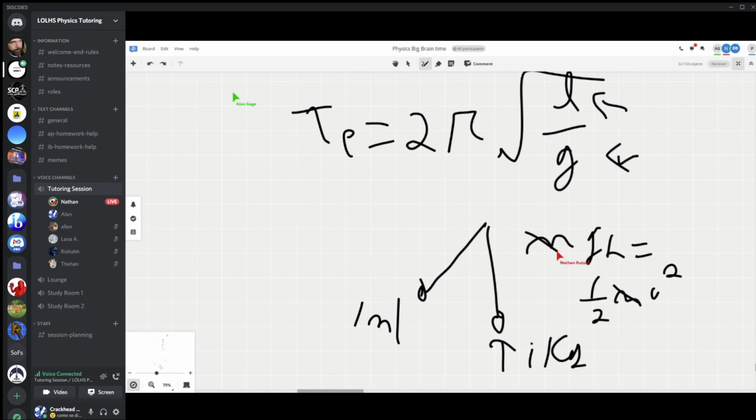Although in a real problem, they probably wouldn't give you this. They would probably say something like the angle here is 12 degrees. And you're going to have to use sine is equal to opposite over hypotenuse, for example, in order to solve for the height here. Does that make sense? Okay. That's pretty much the only difference.